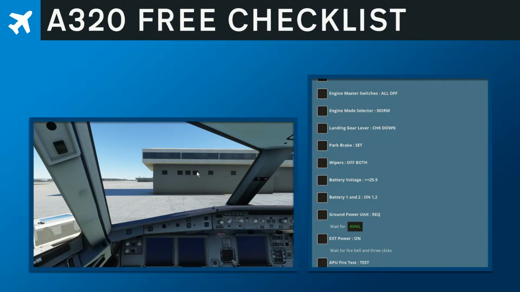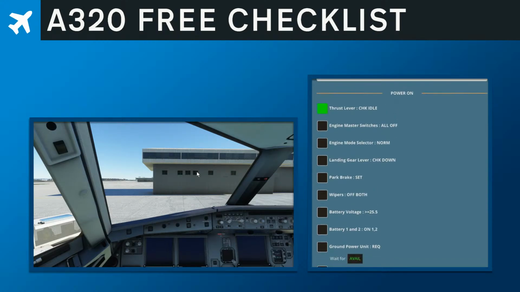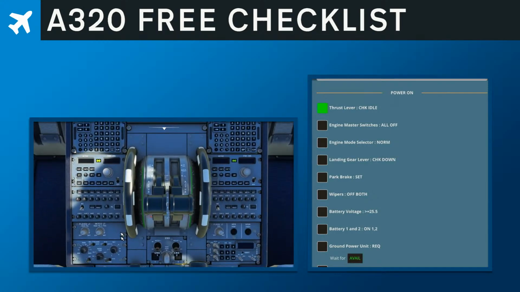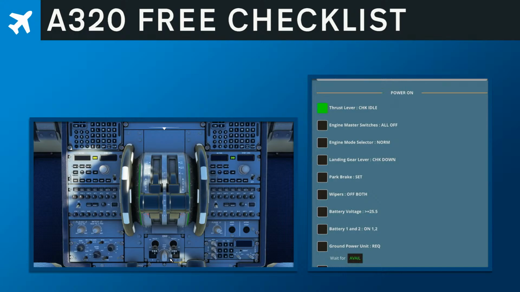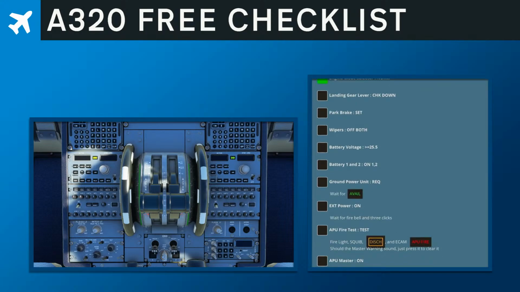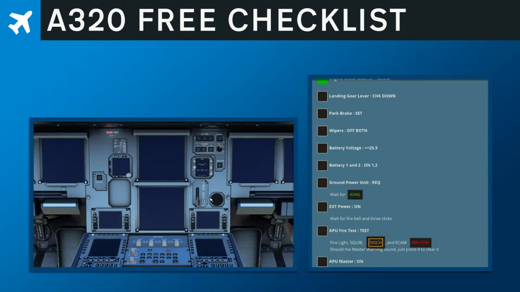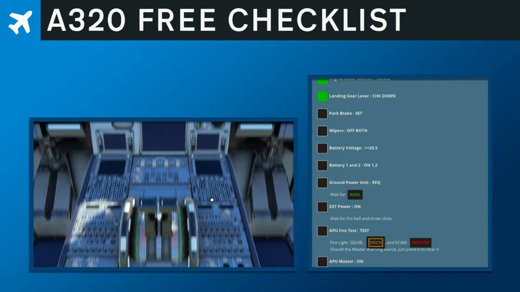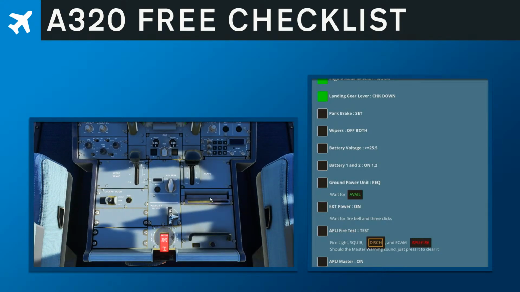Right, okay, so thrust lever is set to idle. I just need to make sure that I bring that down so that you can see that. Engine master switches. So right, now we need to get into the cockpit and see what's going on here. So engine master switches are set to off. Engine mode selector is set to normal. And of course, when you do this, you can do this all in your own time anyway. But landing gear lever is set down, and park brake is on.